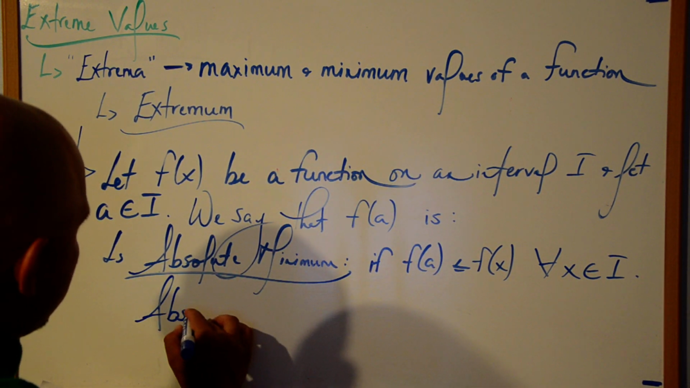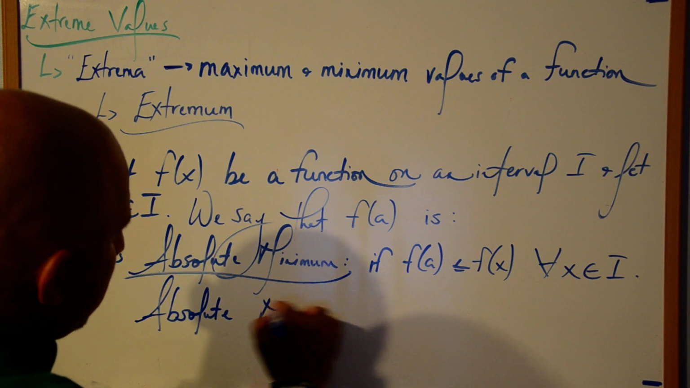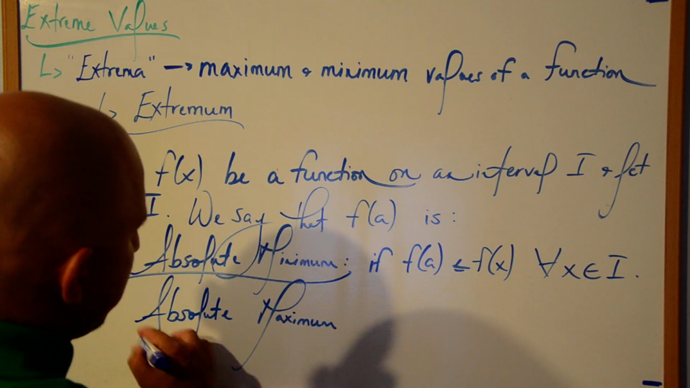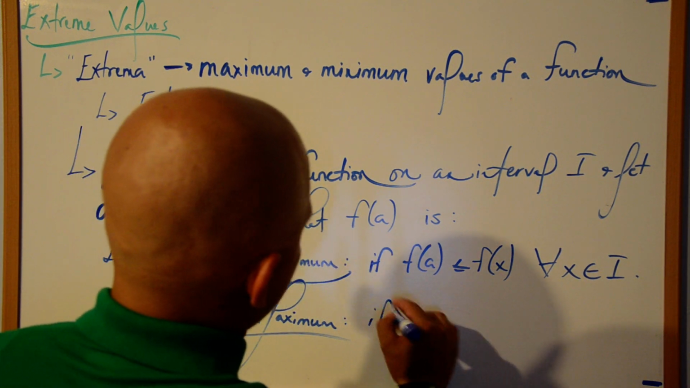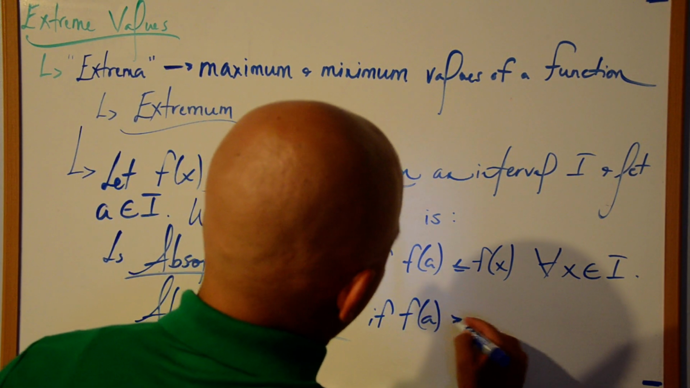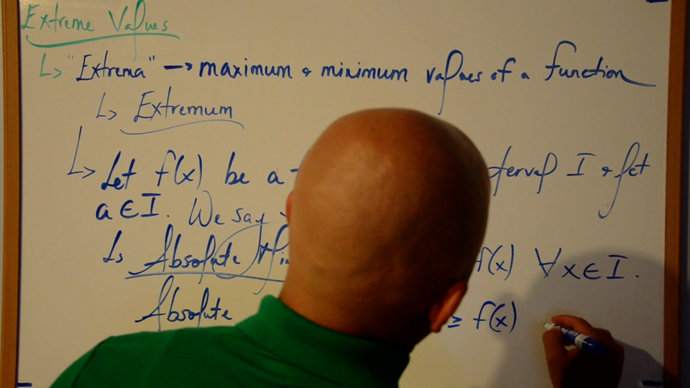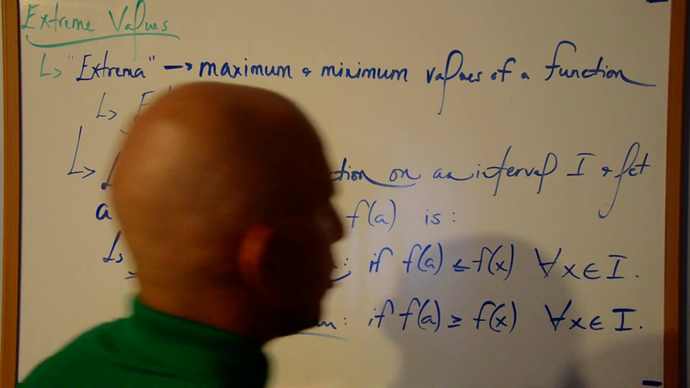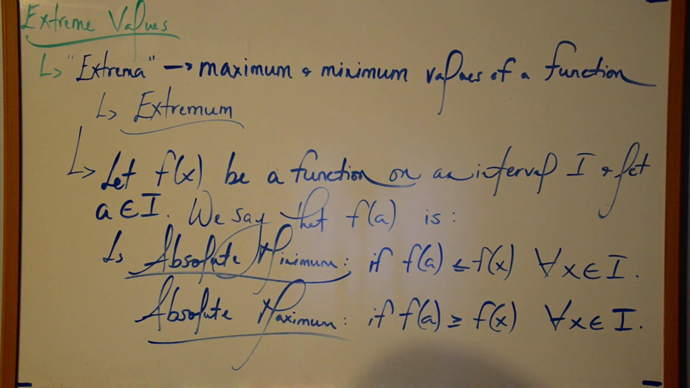And your intuition should be kicking in here, because in order for that value to be an absolute maximum, that would mean that f of a is greater than or equal to the rest of the function outputs for all inputs inside of that interval.